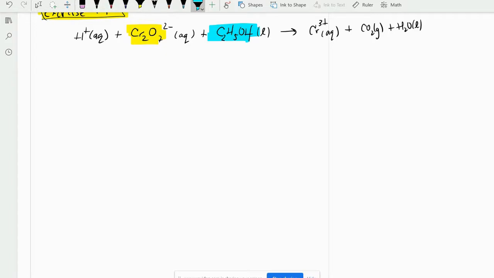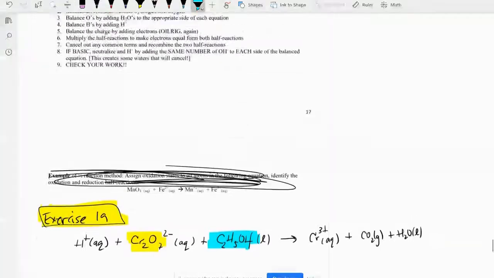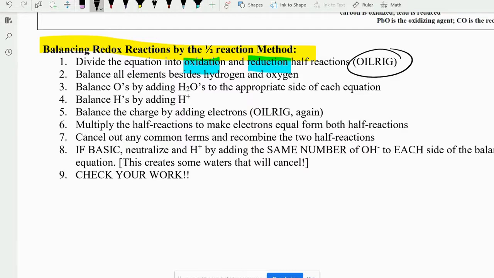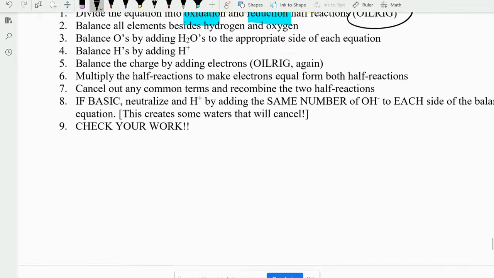Now, you're going to do this in steps, and so the first thing that you need to do is go up to step 1 and read it. What you're going to do is divide the equation into its oxidation reaction and its reduction reaction. Again, there's that mnemonic, OIL RIG. Oxidation is to lose, reduction is to gain, electrons that is.